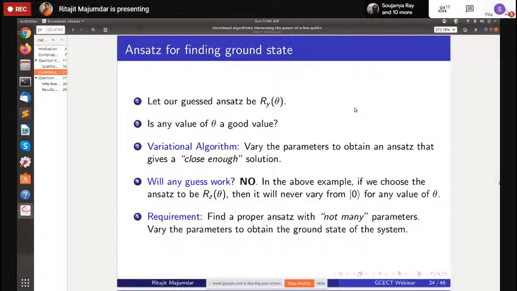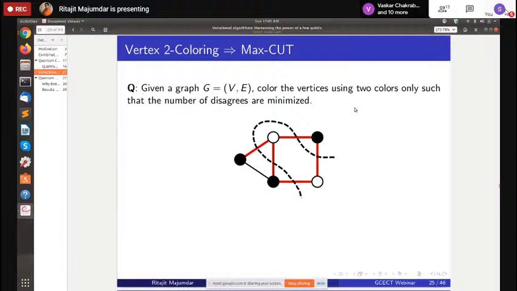So that is how a variational algorithm works. And the second question is, why do we care? Why suddenly am I interested in this type of variational algorithm? So let's talk about applying this variational algorithm to some sort of optimization problem.